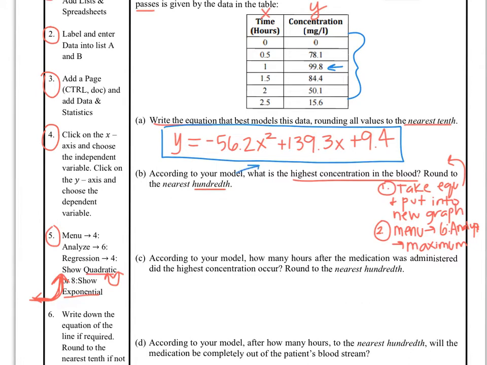So your model is the line of best fit, or the curve of best fit, so it's going to be slightly different because it doesn't go directly through those points. Okay, so I listed the steps here, so take your equation, put it into a new graph, and then analyze to get your maximum. But I'm going to insert a video now so you can see how to do that.